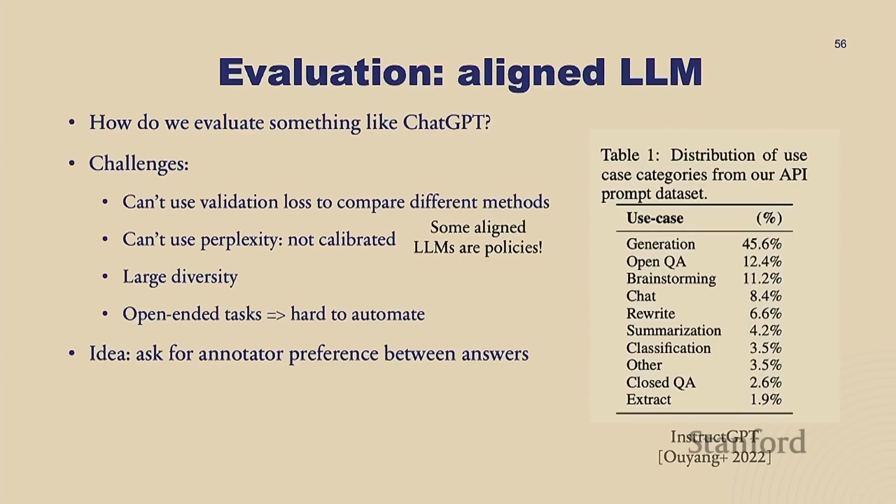Yes? I'm not sure I understand what you mean by can't use perplexity and not calibrated. The LLM is still doing next token prediction, right? So why can't perplexity be used?